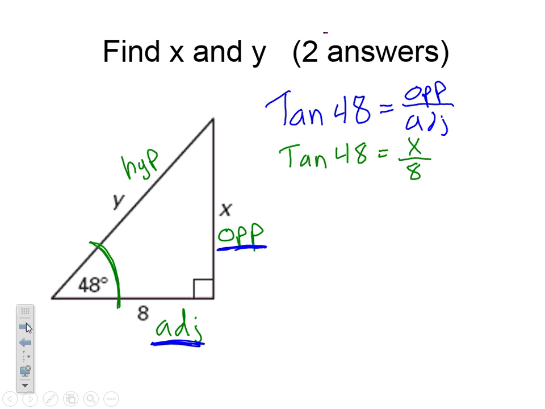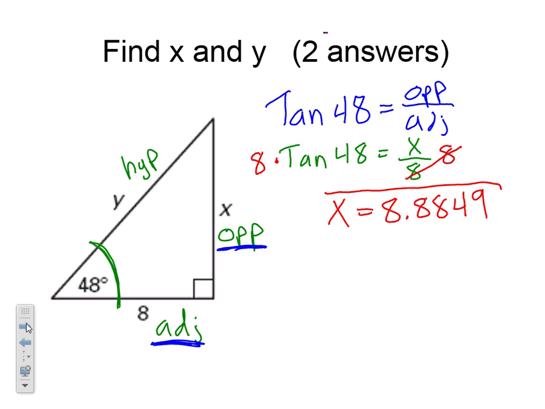To get this all by itself, I'm going to multiply both sides by 8. Here it's going to cancel, so I'm going to type in my calculator 8 times the tangent of 48, and that's going to give me 8.8849. Remember, 4 decimal places. So now I know x. Now I'm going to go back and I'm going to figure out what y is.